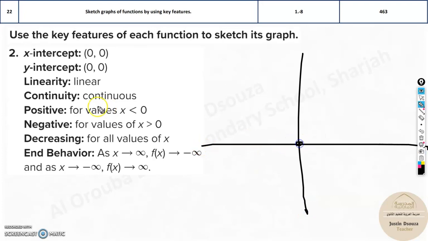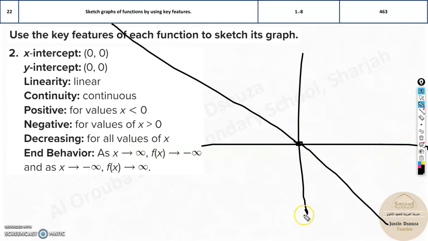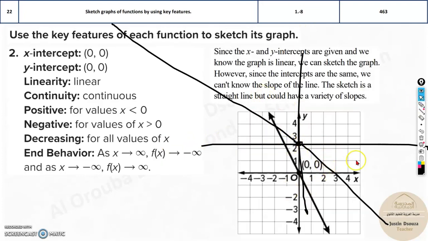But where exactly? Now look over here, positive values for y when x is less than 0. Wherever x is less than 0, that is minus 1, 2, 3, those are positive values of y. So it's going like this. Or you can see the end behavior: as x is going to positive infinity, f of x is minus infinity. Or as x is going to minus infinity, f of x is infinity. So the graph will be something like this.